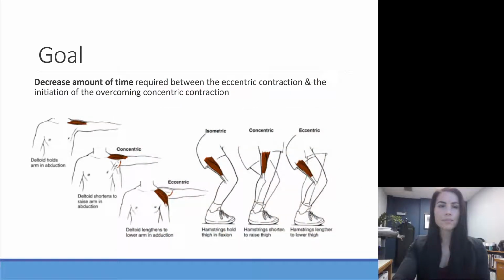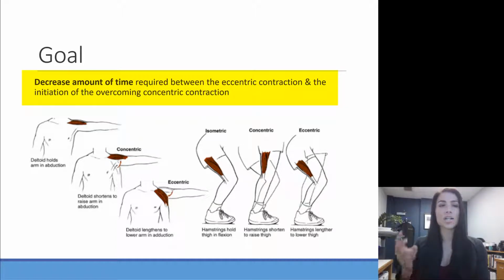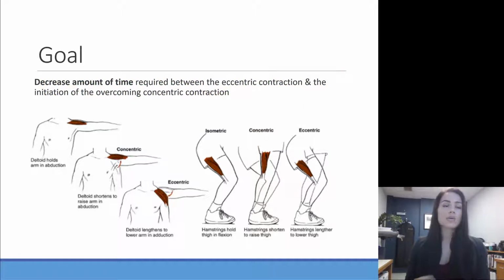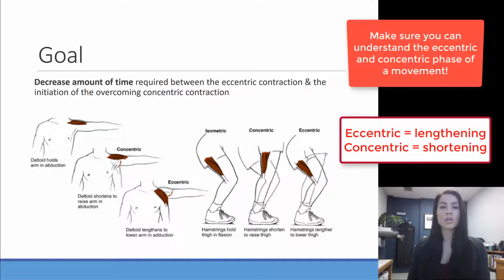So the goal of plyometrics is to decrease the amount of time that's required between that eccentric and concentric movement, remembering that it's of the same muscle. So in order to understand this, we want to make sure that we also go back and understand the difference between eccentric and concentric movements, right?